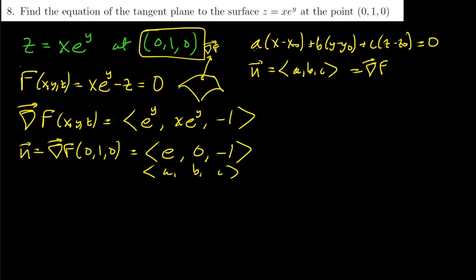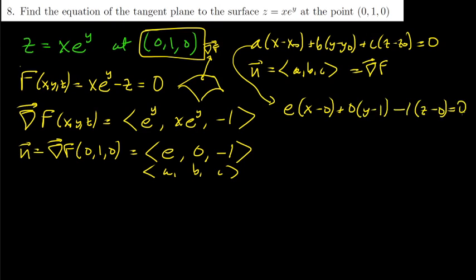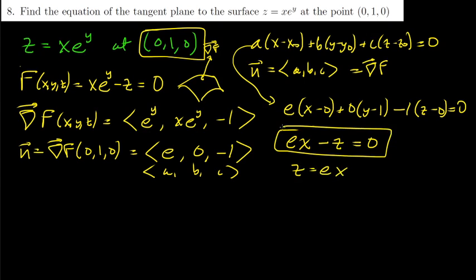So the equation of the plane is just going to be e times x minus 0 plus 0 times y minus 1 minus 1 times z minus 0, and that equals 0. So we get e times x minus z equals 0. Or if you like, just z equals ex. Either way. So be careful. It's e times x. It's not e to the x. So e is just the coefficient of x here.